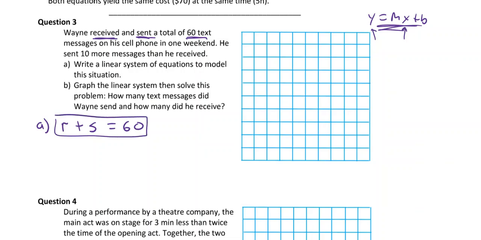Now our second one, let's look into the next part of the question. It says, he sent 10 more messages than he received. So we should be able to say the amount that he sent, S, would be equal to the amount that he received plus 10. Does that kind of make sense, right? He sent 10 more than he received, so whatever he received, it was 10 more than that.